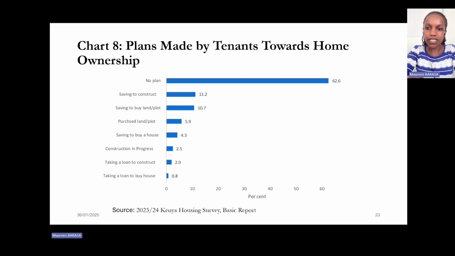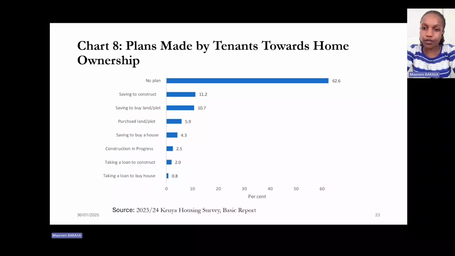So from this, we can see that a larger share, if we leave aside those who don't have a plan towards homeownership yet, a larger share, those who are saving to construct, and those who are saving to buy land or plot, a larger share are leaning towards homeownership, and this shows that homeownership is going to grow. And those who've already purchased land or plots, so they prefer to build their own houses rather.